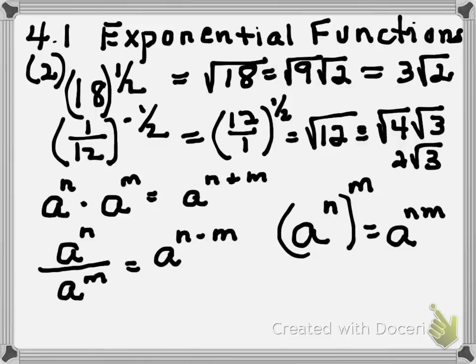We add the exponents. A to the n times a to the m is a to the n plus m. A to the n divided by a to the m is a to the m minus n. And a to the n power and then raised again to the m power, we multiply the exponents to get a to the n times m power.